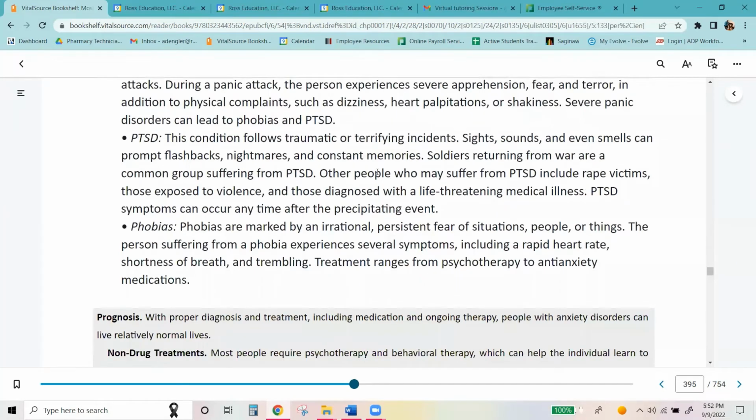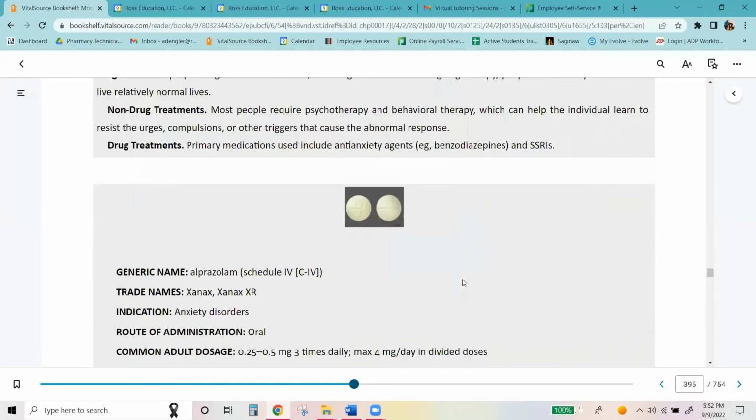Phobias are marked by irrational, persistent fear of situations, people, or things. The person suffering from a phobia experiences several symptoms, including a rapid heartbeat, shortness of breath, and trembling. Treatment ranges from psychotherapy to anti-anxiety medications.